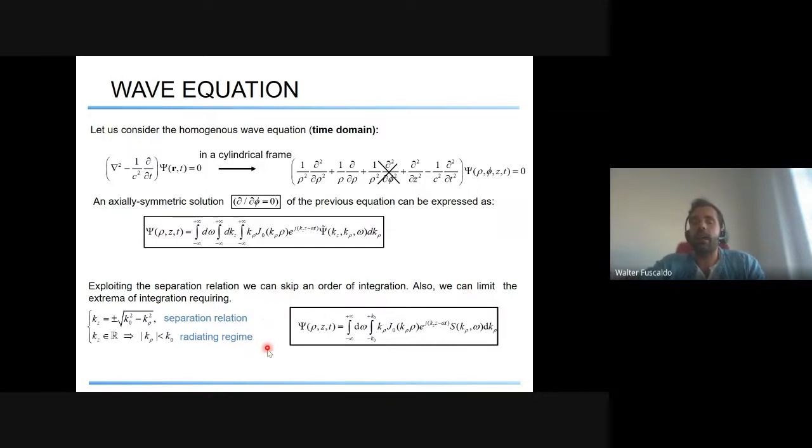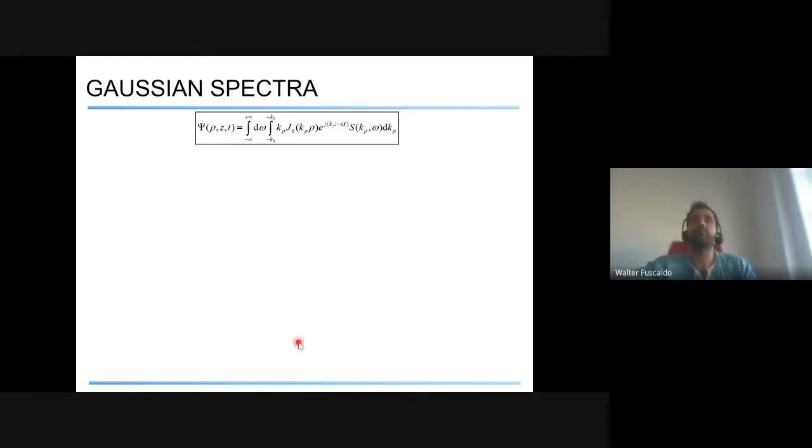The way we can get a localized solution from any solution to the wave equation in cylindrical reference frame depends on the property of the spectrum that is named here as S. This term here is an arbitrary spectrum, and we will see in the following slides what relation this arbitrary spectrum should satisfy in order to get a localized solution to the wave equation. First, let's see some common kinds of spectra that are very well known in the literature.